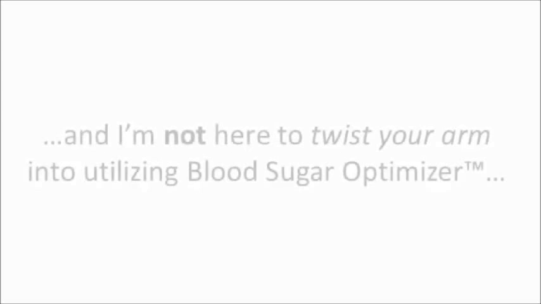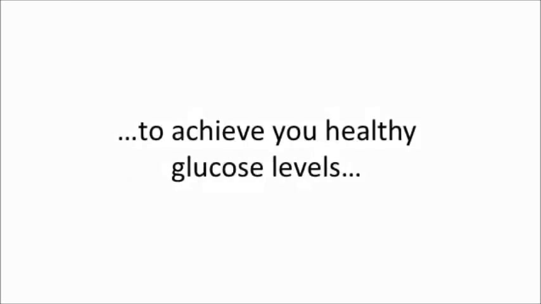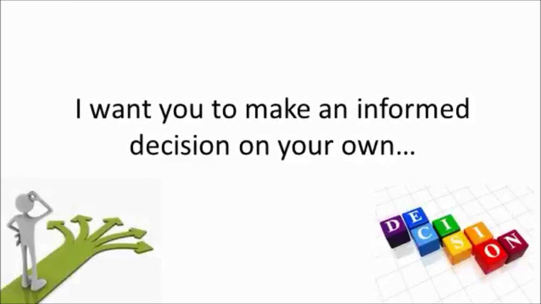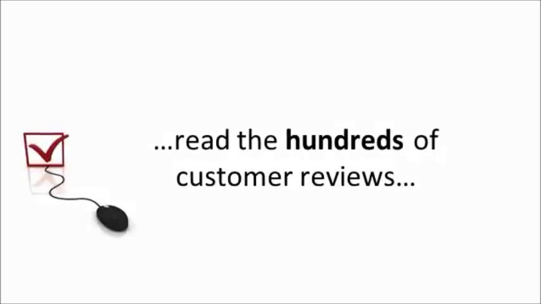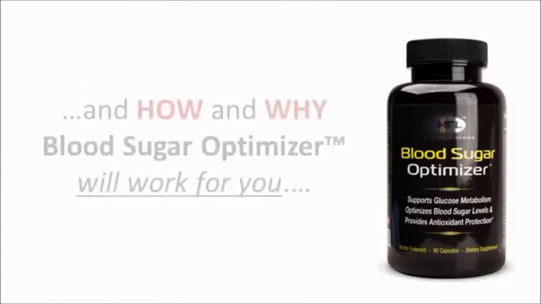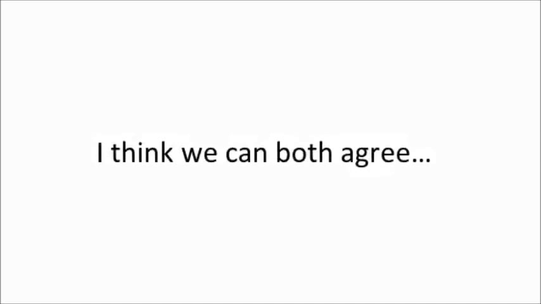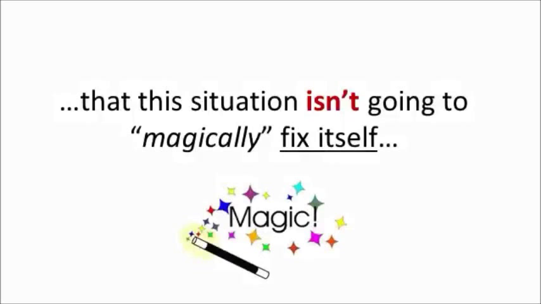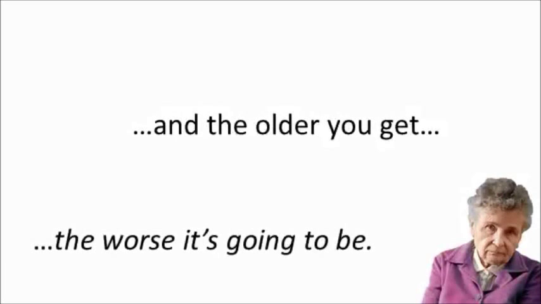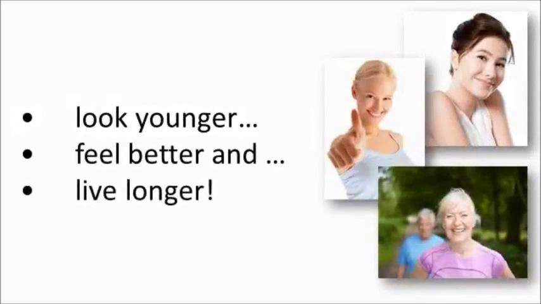Anyway, you don't have to take my word for it. I'm not here to twist your arm into utilizing Blood Sugar Optimizer to achieve healthy glucose levels. What I want you to do is make an informed decision on your own so you have no doubts. So take a look around this page, read the hundreds of customer reviews with the before and after blood tests, take a look at the clinical studies, read about the ingredients and how and why Blood Sugar Optimizer will work for you. But here's a reality check, and I think we can both agree that this situation isn't going to magically fix itself, and the older you get, the worse it's going to be. But what's important is that you do something today to help improve your blood sugar levels so you can look younger, feel better, and live longer.